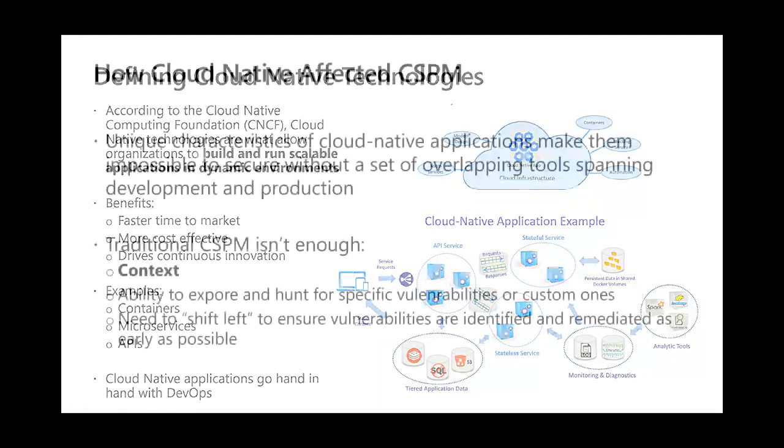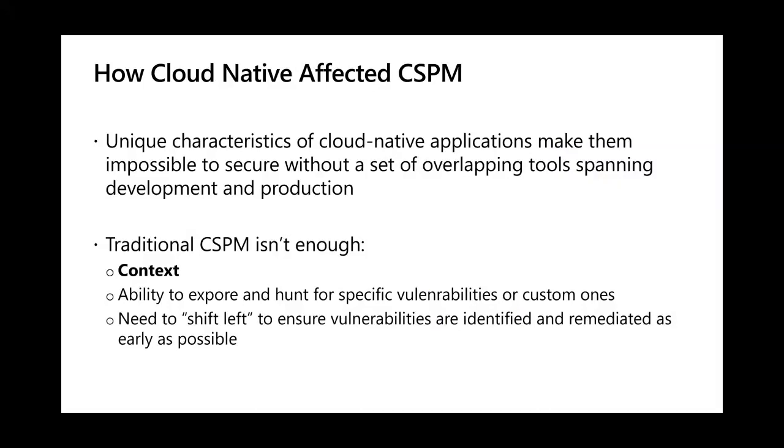Now, moving on to how this new cloud-native architecture affected the typical usage of securing cloud environments through cloud security posture management. As enterprises shift their workloads to the cloud, securing cloud environments has become very necessary, and with organizations adopting cloud-native technologies, they're starting to realize that the unique characteristics of cloud-native applications make them impossible to secure without a complex set of overlapping tools that span development and production, including infrastructure as code scanning and container image scanning, to ensure vulnerabilities and misconfigurations are remediated before they're actually deployed to production.